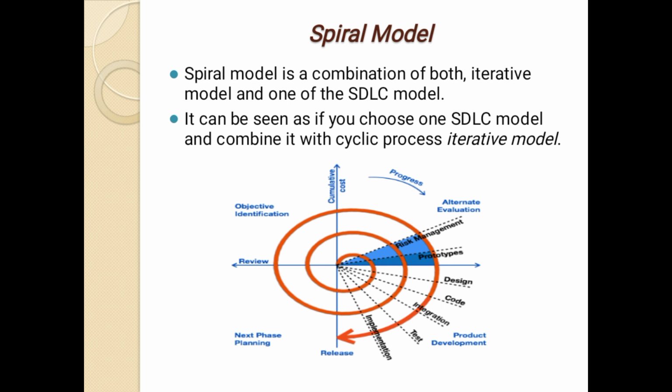The model starts with determining objectives and constraints of the software at the start of one iteration. The next phase is prototyping of the software, which includes risk analysis. Then one standard SDLC model is used to build the software. In the fourth phase, the plan of the next iteration is prepared.